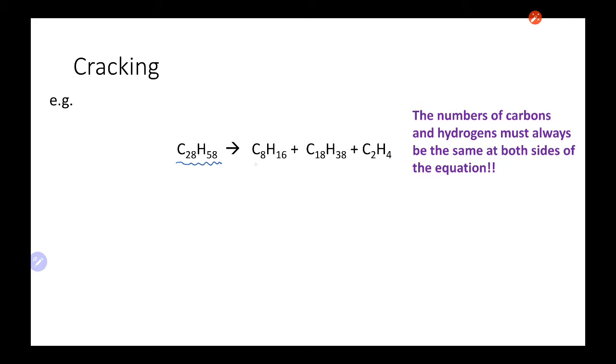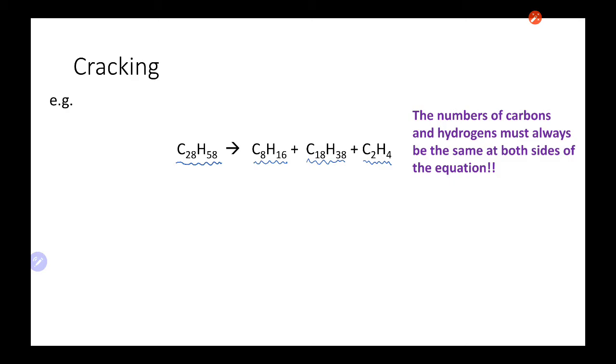What we've got on the right hand side is quite a short hydrocarbon here, 8 carbons in it, 16 hydrogens. We've got an 18 one as well, which is still quite long but could probably be used for different things. And we've got this very short molecule here, which is C2H4.